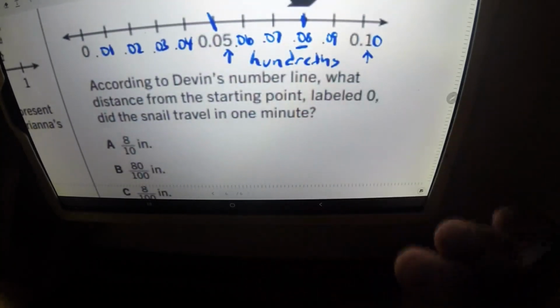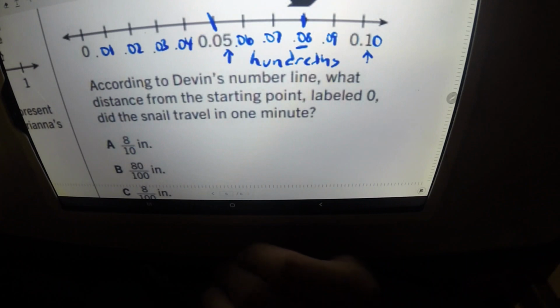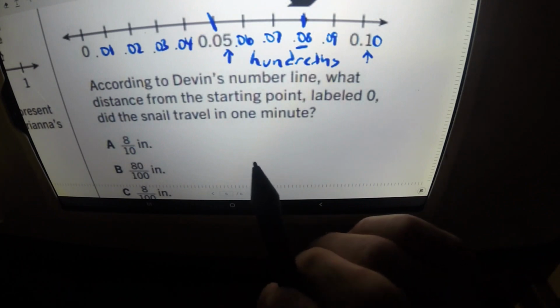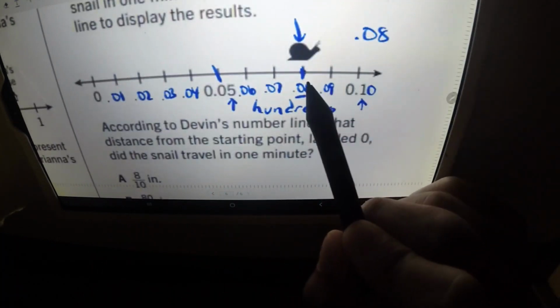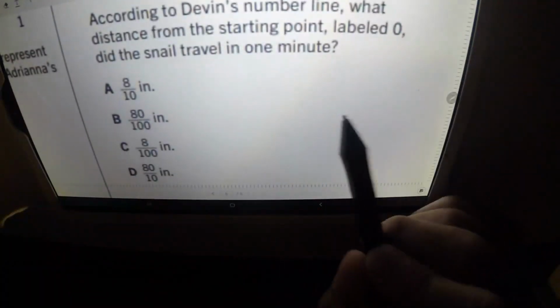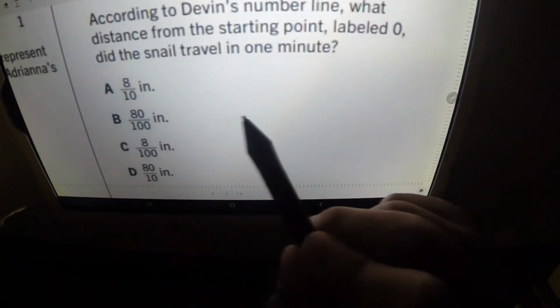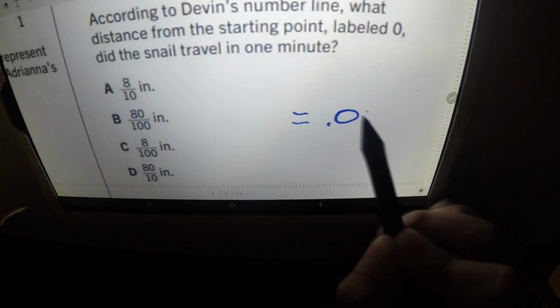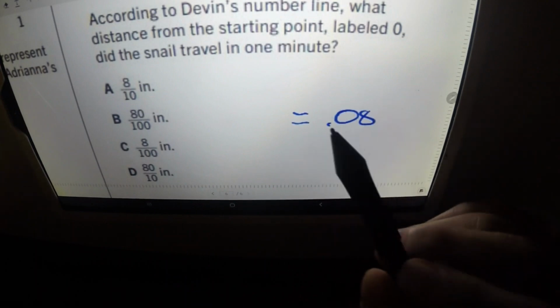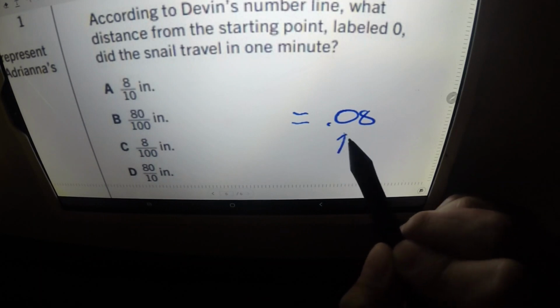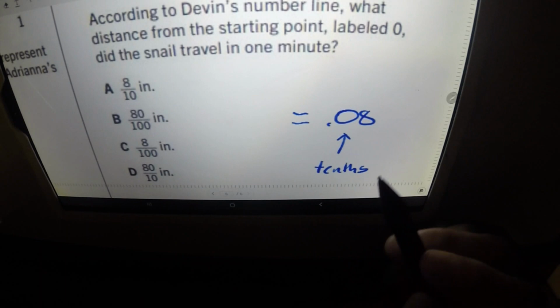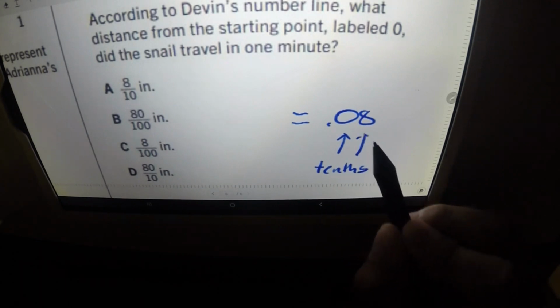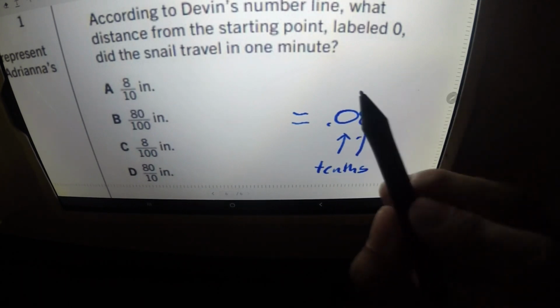So now let's look at the question. According to Devin's number line, what distance from the starting point labeled 0, so what distance from here to here, did the snail travel in 1 minute? So we already know our answer is 0.08. We examined this already. We're looking for something that corresponds. One of these is equal to 0.08. Now again, remember we said this first digit here represents tenths. The second digit here, the 8, represents what?